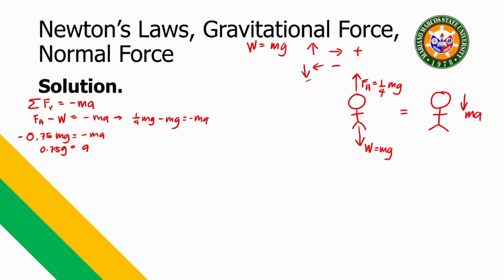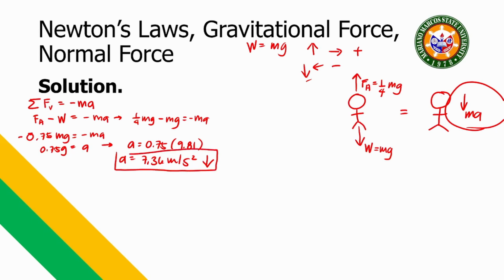Let us solve for the acceleration. Acceleration will be equal to 0.75 times gravity, and gravity is 9.81 meters per second squared. Therefore, the acceleration of our diver will be equal to 7.36 meters per second squared. As for its direction, what we got here is a positive acceleration, meaning our assumed direction of downwards is correct. So the direction of the acceleration of our divers is downwards.